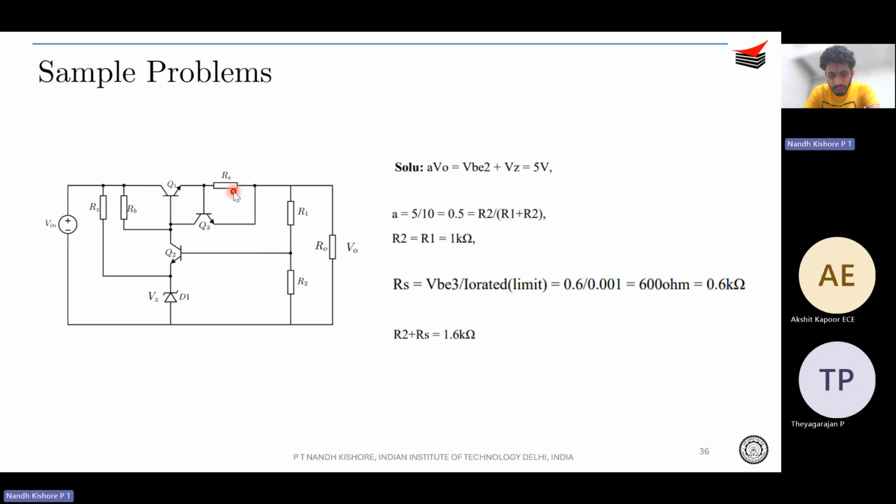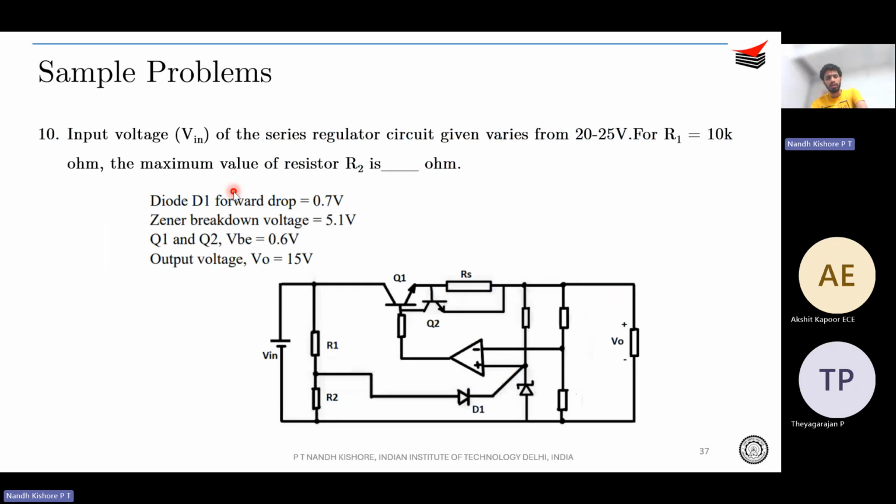Okay. So we'll just move on to the next problem. The input voltage of the series regulator circuit given varies from 20 to 25 volts. Okay, so Vin varies. R1 equal to 10K. Okay, this is your R1, which is 10K. We need the maximum value of resistor R2. So what is R2?